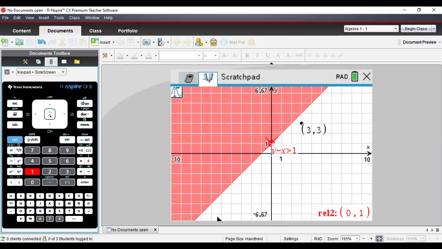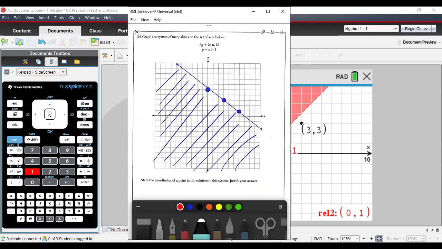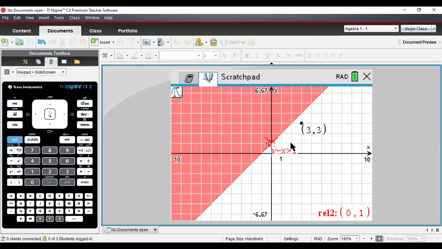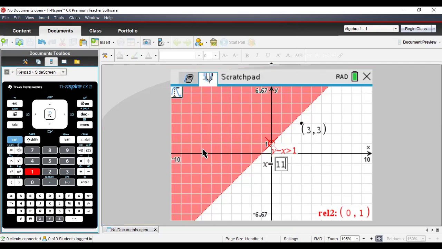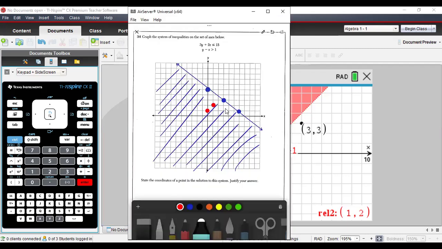So if I go to my graph paper, it's going to be here. And then I need a couple more points. So let's see. This one looks like it might work. So I'm going to put in 1. The x value is 1. Let's see what we get. It says 1, 2. So we go over 1, we go up 2. So there's where our second point is.